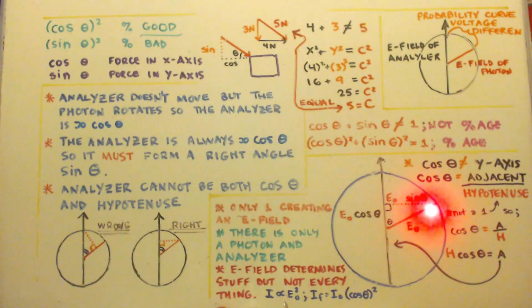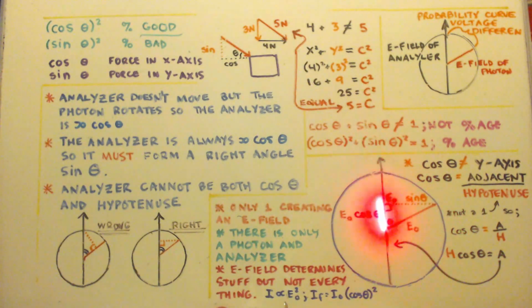And the same thing with the sine. We knew it was sine theta, but it'd be opposite over hypotenuse. If we multiply both sides by hypotenuse, we end up with opposite here and h sine theta here. So that's what I put there.